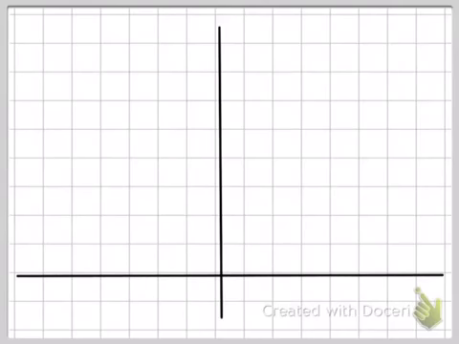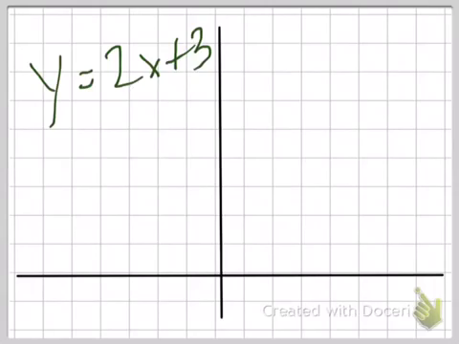Now I'm going to do that equation again. Sorry. So y equals 2x plus 3. Okay, you start at 3. Change the colors. Start at the y-intercept first. So 1, 2, 3. And this is your y-intercept.